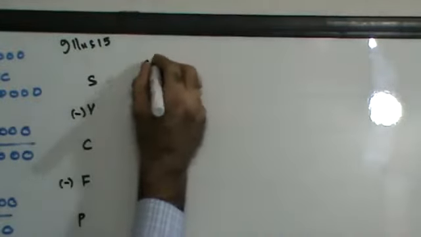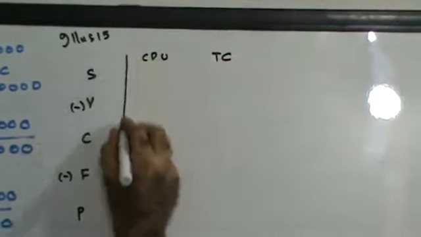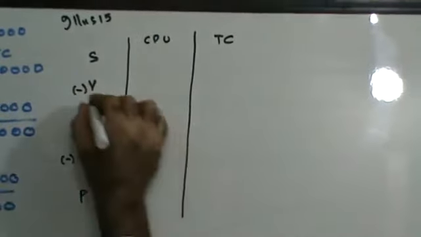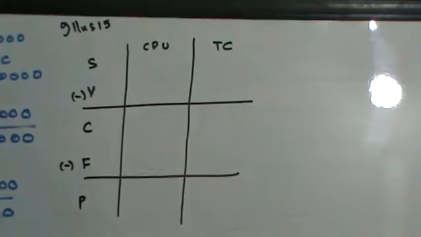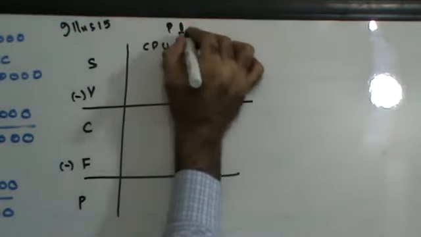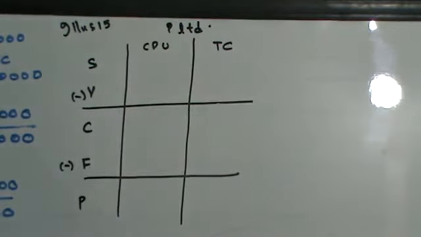S, V, C, F, P, CPU, TC. Right. Now, they've given you data for two companies. First let's see P Limited. I will do for P Limited and I want you all to do Q Limited on your own. I'll just show you how to do for P Limited.